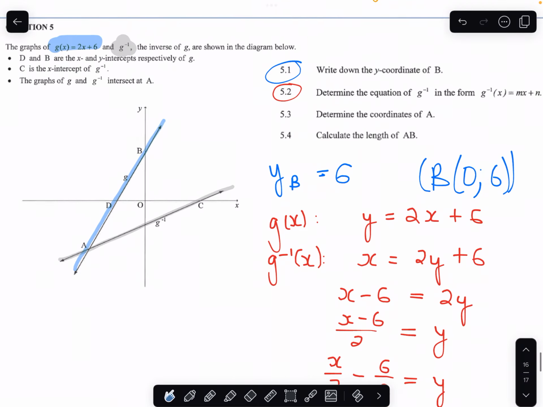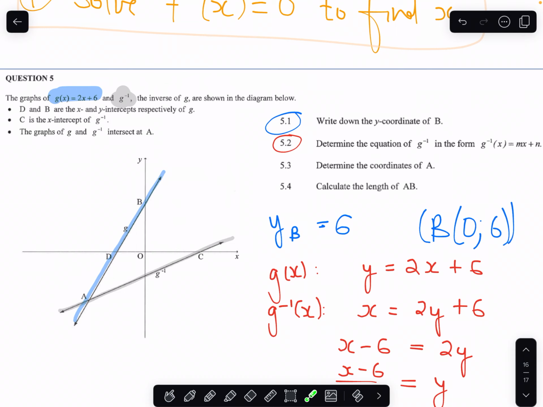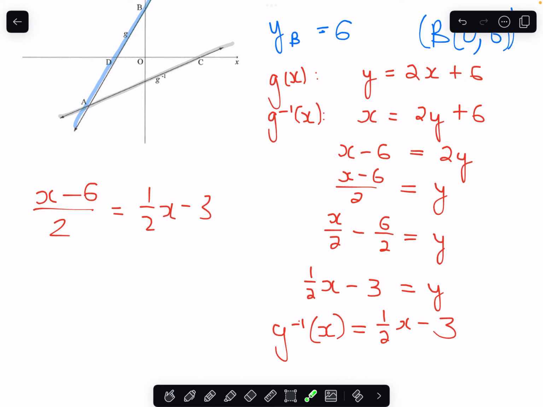Right. And you can even test this, right? Because remember, what is an inverse? The inverse function is something that reverses what the original function did. So our original function takes a number, doubles it, and then adds 6. So our reverse function would be something that takes a number, subtracts 6, and then halves whatever the result is, right? Which is effectively a half x minus 3. We already saw that down here.